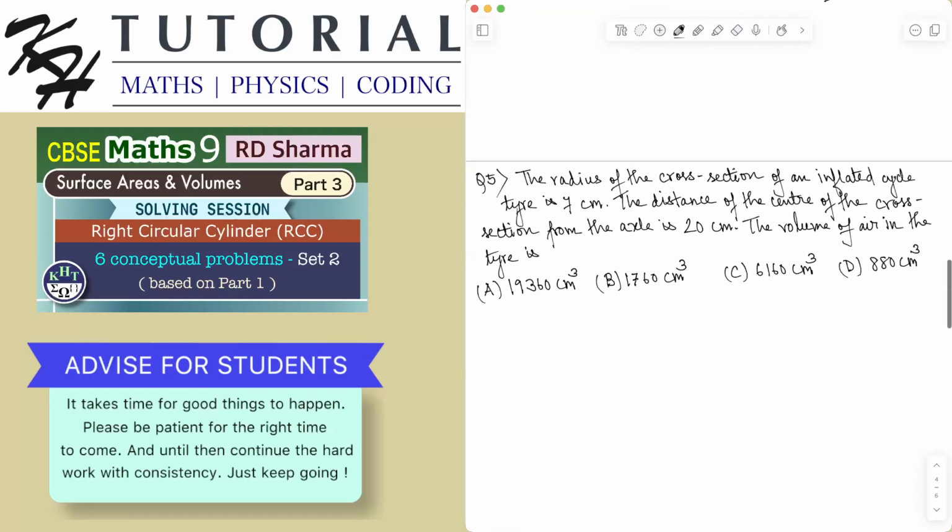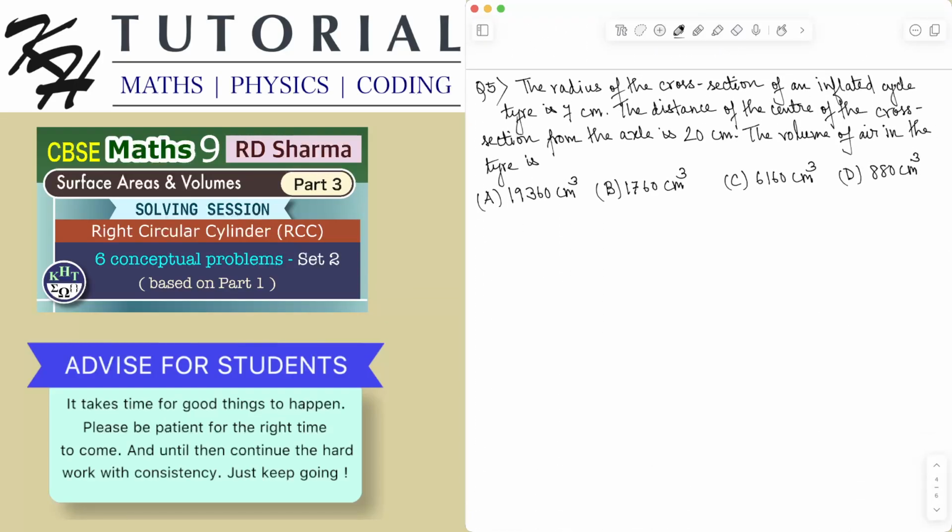Let's see the last problem, question number 5. The radius of the cross section of an inflated cycle tire is 7 centimeter. The distance of the center of the cross section from the axle is 20 centimeter. The volume of air in the tire is.